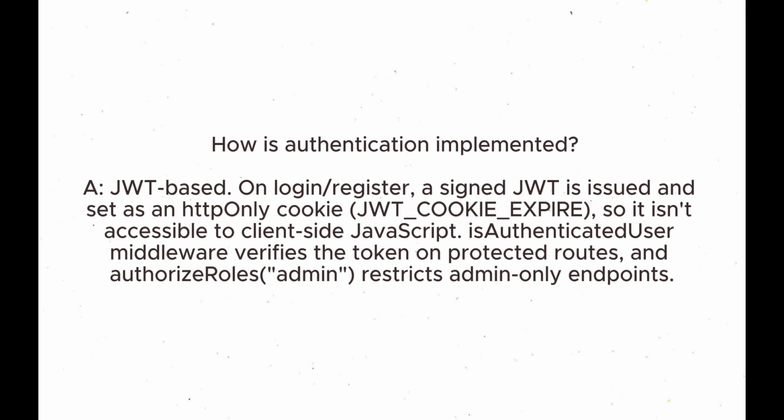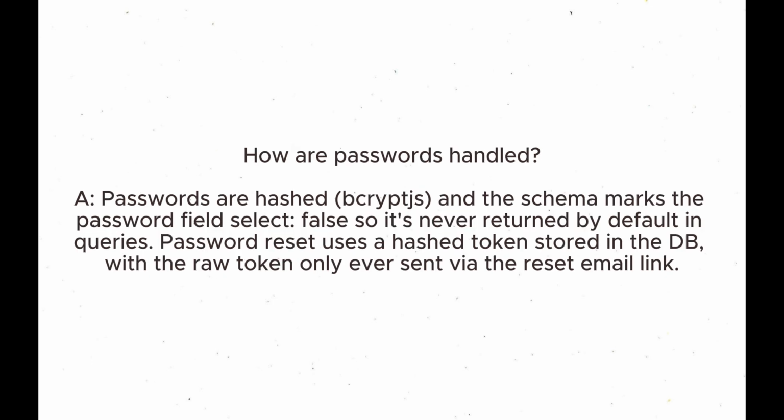Now, how is authentication implemented? Authentication is implemented using JWT on login and register. A signed JWT is issued and set in an HTTP-only cookie, so it isn't accessible to client-side JavaScript. How are passwords handled? Passwords are hashed and the schema marks the password field select false, so it's never returned by default in queries. Password reset uses a hashed token stored in the DB, with the raw token only ever sent via the reset email link.